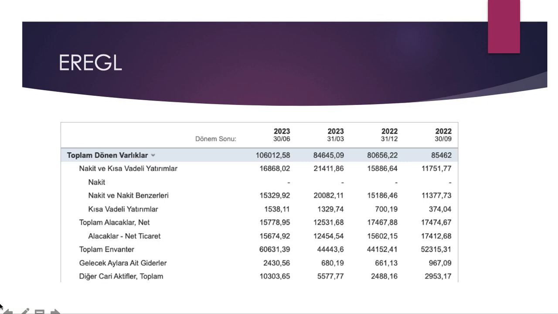And this is another example, using the website investing.com. Again, it contains the total current assets of the same company. But pay attention, these balance sheets are quarterly. These are the quarterly published balance sheets of this Ereğli Demir Çelik Corporation.